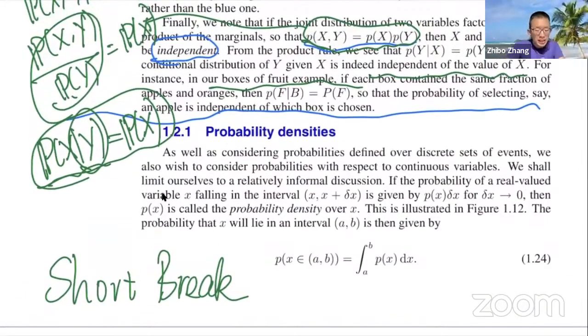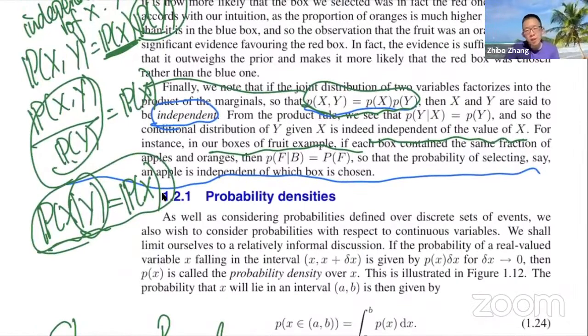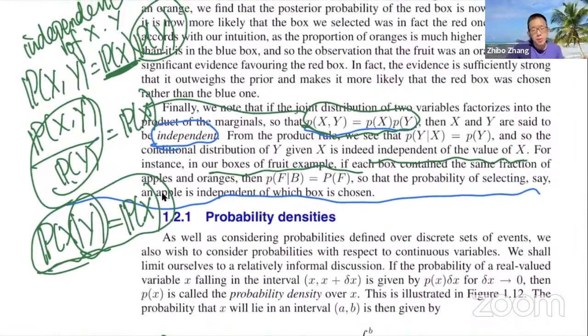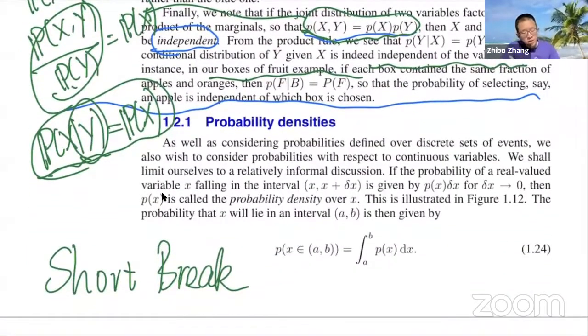Let's look at probability densities. The example we looked at just now has a number of discrete possibilities, right? For example, there are just two boxes, and those are just discrete numbers. What if you have a continuous kind of input space? In that case, we'll use probability densities to describe it.